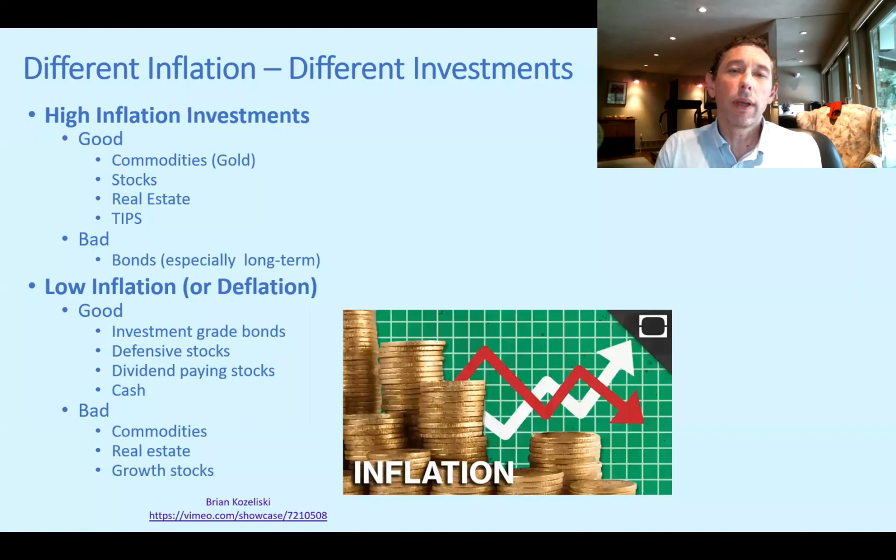All right. So as a review, yesterday we said again that certain assets are good in high inflation environments like commodity stocks, real estate, et cetera, and long-term bonds are pretty bad in low inflation or deflation environments. And kind of the opposite is true. Investment grade bonds, defensive stocks, dividend paying stocks, cash, et cetera, are pretty good, but commodities, real estate, and growth stocks are not very good. Well, let's look at inflation.